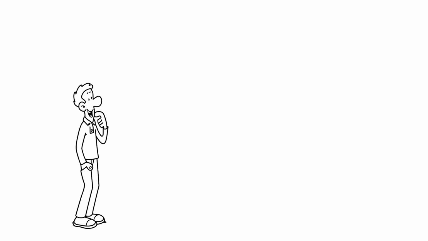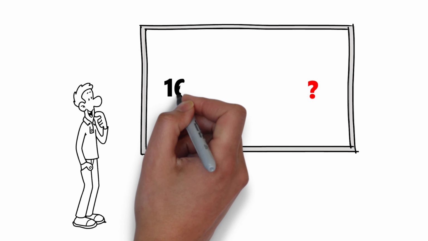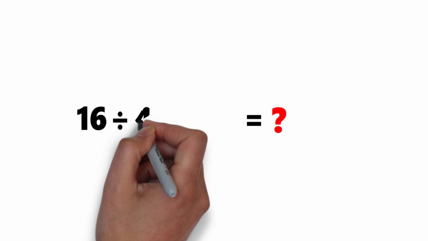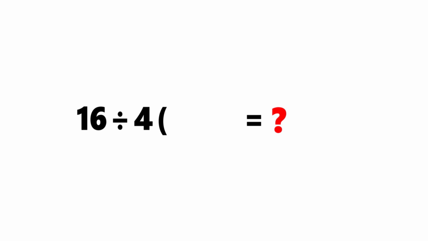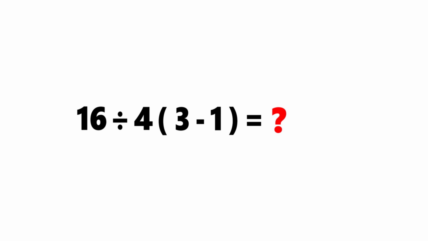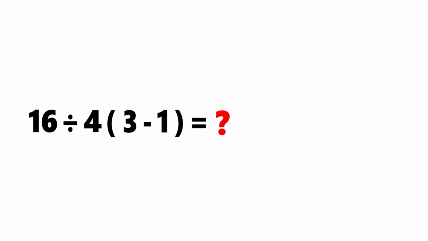Here's one of my favorite questions because it's easy to understand but might be challenging to solve. You need to calculate the question mark, and you're presented with the expression: 16 divided by 4 and multiplied by the value in parentheses, 3 minus 1. You have 4 different choices to choose from.